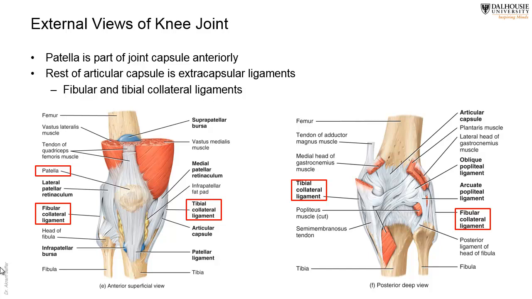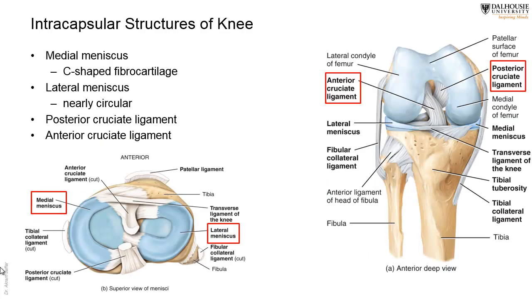Ligaments include extrinsic ligaments, like the tibial and fibular collateral ligaments, sometimes called medial and lateral collateral ligaments, and the intracapsular ligaments, like the anterior and posterior cruciate ligaments. And this joint also has another feature, which is the presence of menisci, intra-articular discs of fibrocartilage.